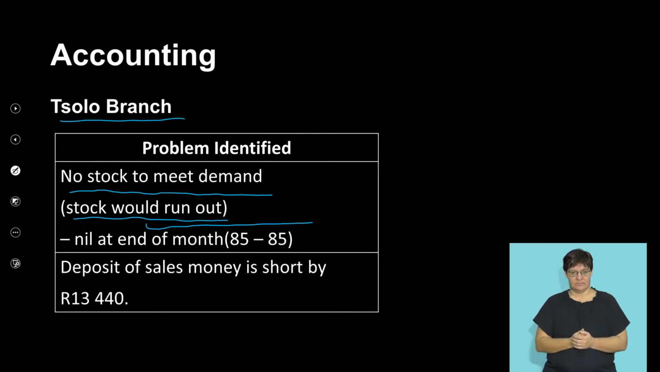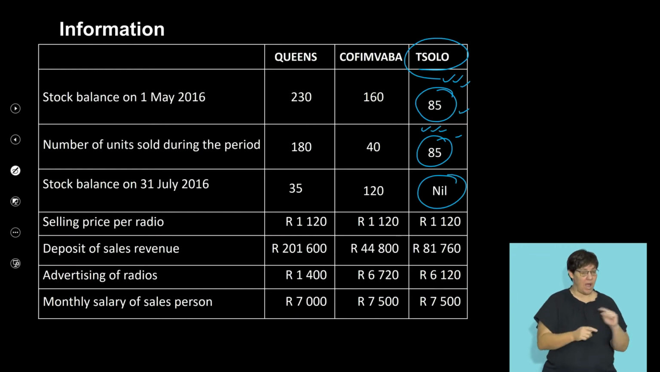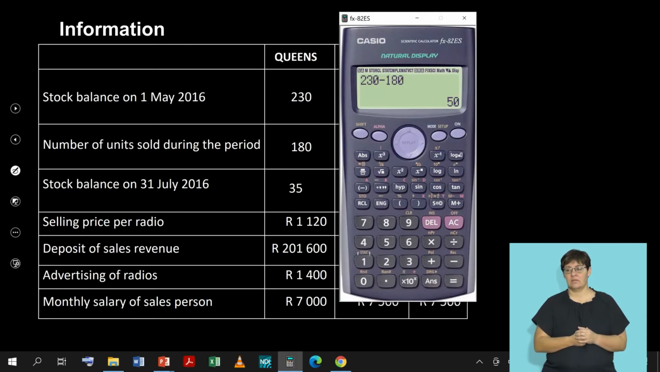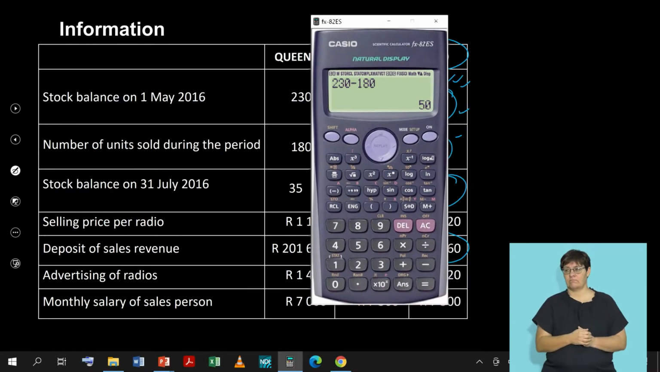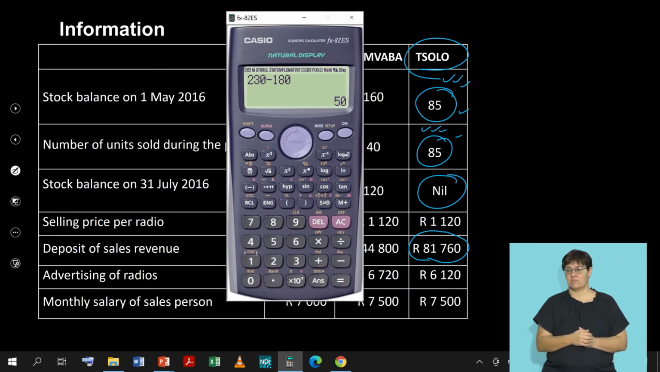Is there another challenge in that branch? Let's go and check it out. If you look at your deposit here, you have a deposit of 81,760, right? And if we look at the figures, let's take out our calculators here and say, okay, if we take this into account here, we had sold 85 units, so that's 85 times 1,120 will give you a figure of 95,200.